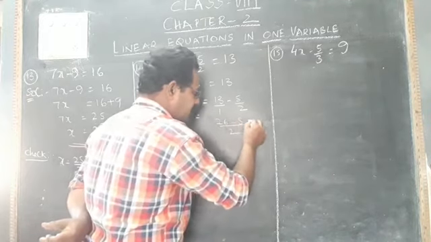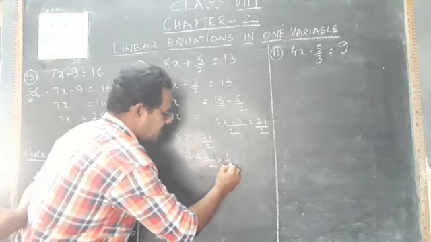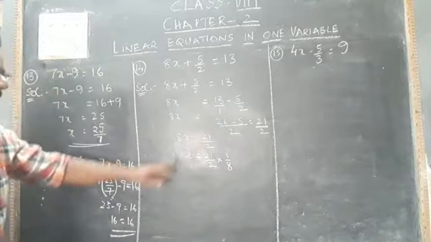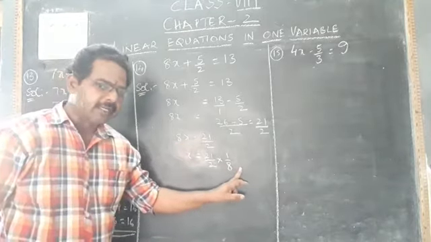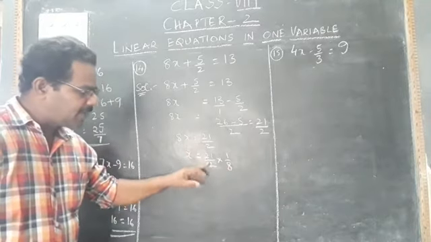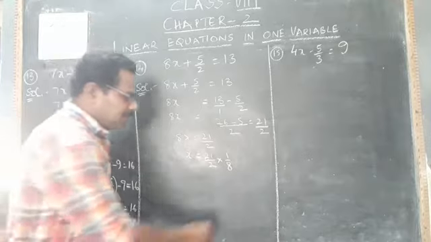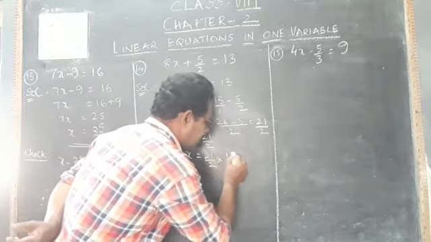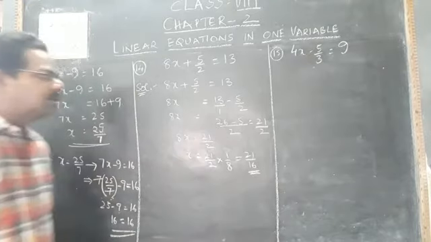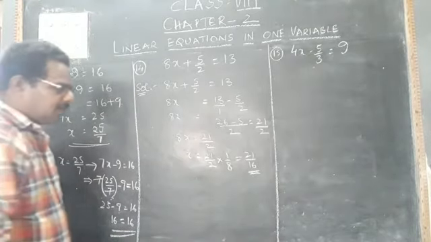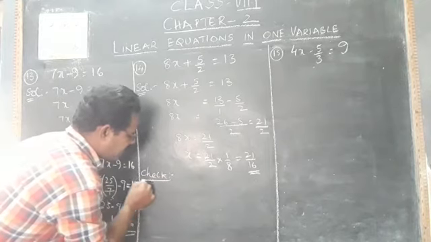8x is equal to 21 by 2. Now we have to find out x value. 21 by 2 into 1 by 8. Why? Because 8 into x, 8 if it goes to that side, it will divide. 21 by 2 divided by 8, that means 21 by 2 into 1 by 8. So it can be 21 ones are 21, 8 twos are 16. X is equal to 21 by 16. Okay. So for this we have to check whether it is true or false.